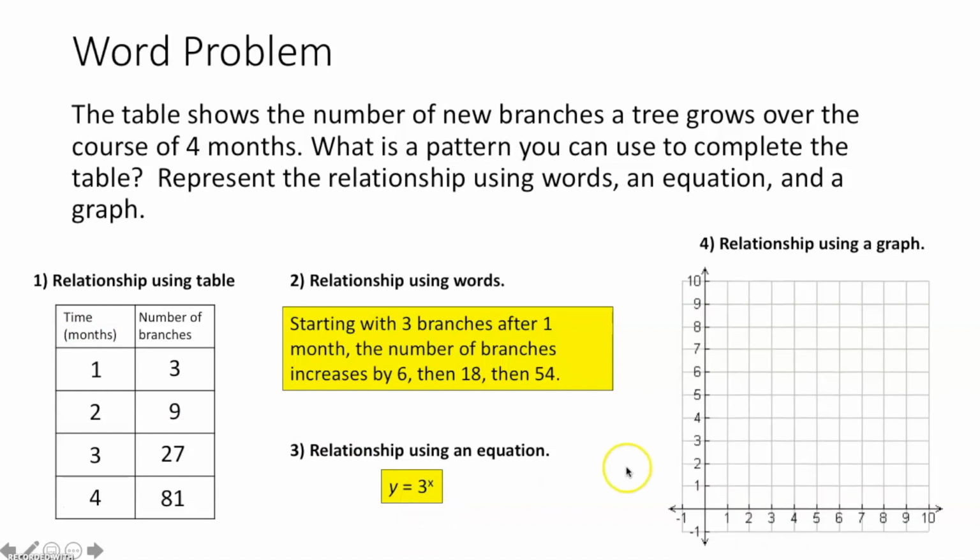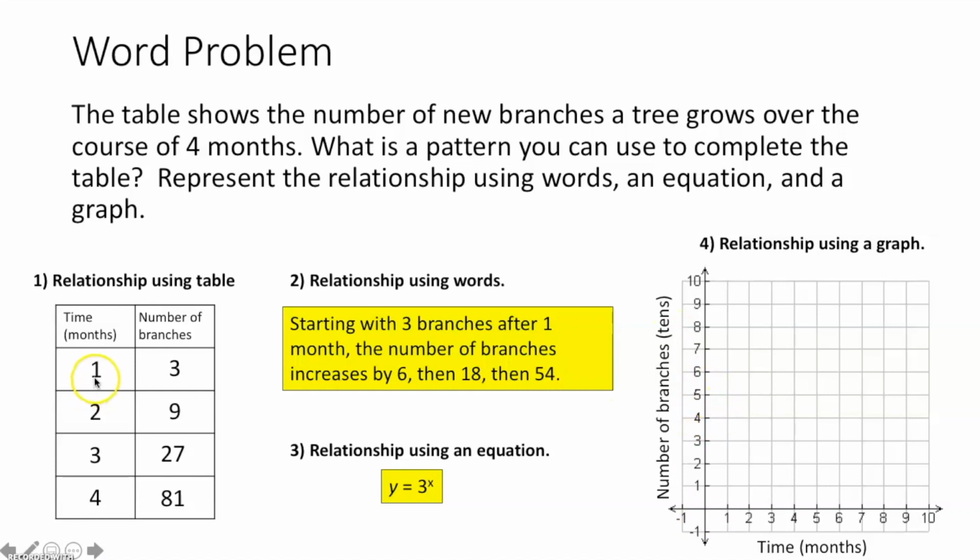Now what we can do is we can graph this, and our x value, our independent variable, is going to be the time in months, and our dependent variable is going to be the number of branches. So that's going to be on the y-axis. You can see here that it says the number of branches in tens. Okay, so we're going up by 10. So this is 10, 20, 30, 40, 50.